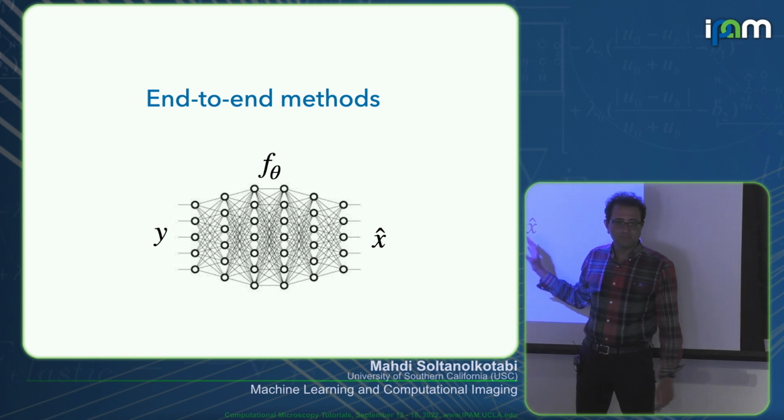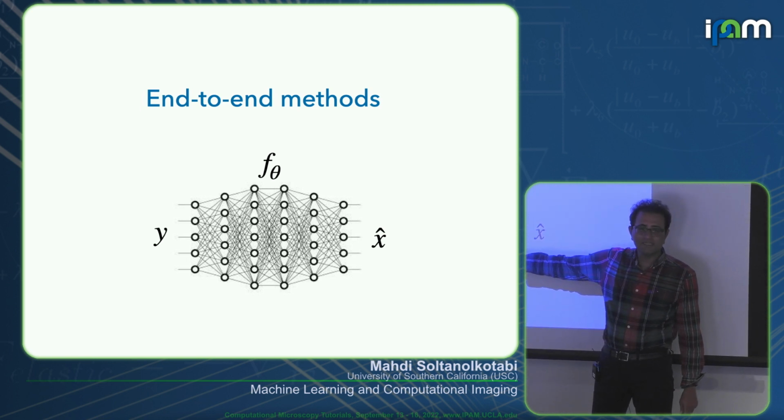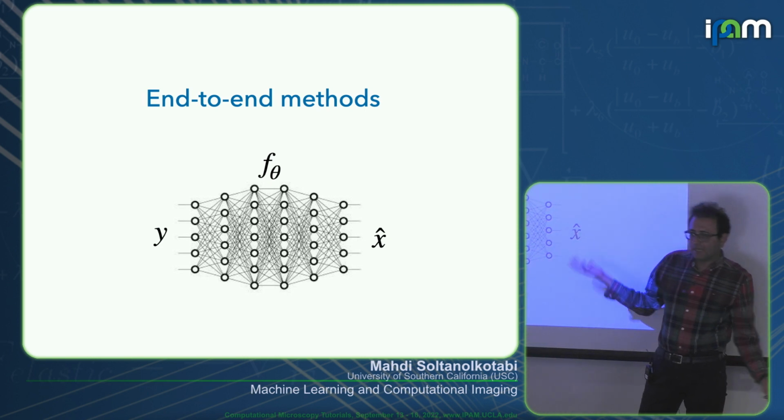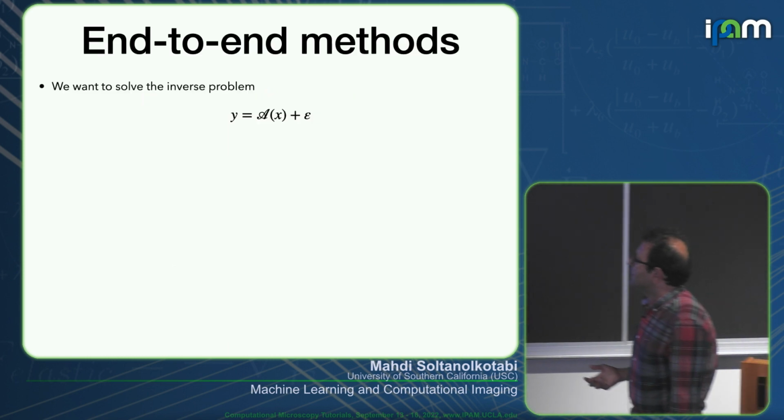I just get a bunch of training data of the form input, output, right? And I'll just try to directly learn a mapping that goes from measurement to reconstruction, right? It's end-to-end, right? So that's the idea here.